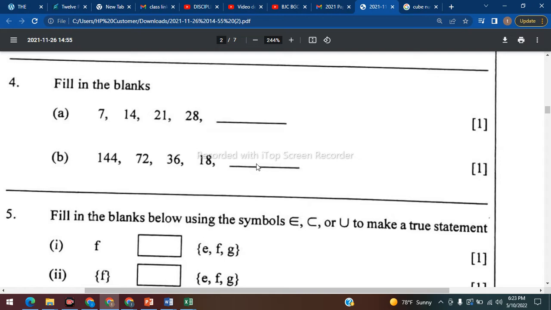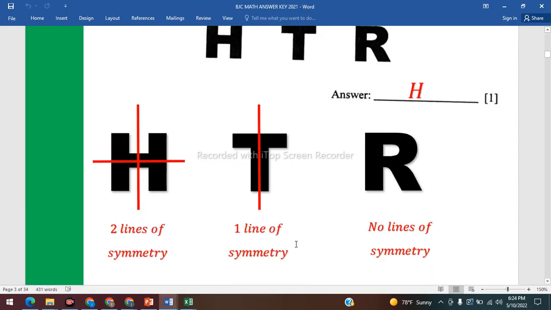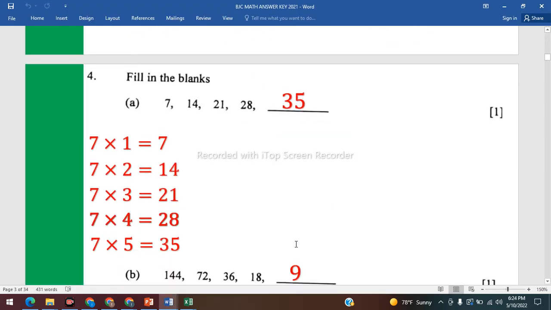Yeah. So each of them, you could either think of it as multiplying by 2, or as dividing by 2. How are you supposed to know it? You're supposed to be able to determine the pattern, and that's what sequences is about. So here, 7 times 1 is 7, 7 times 2 is 14, 7 times 3 is 21, 7 times 4 is 28, and 7 times 5 is 35. That's how we get that 35.